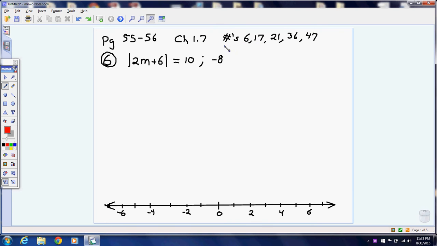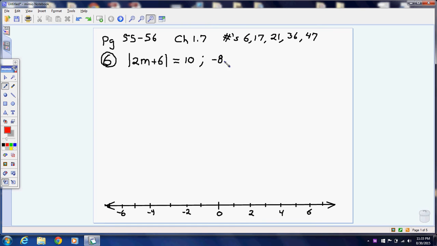I've picked out 5 problems from chapter 1.7 that I think will help you with your homework. Let's start with number 6. Number 6 says, decide whether the given number is a solution of the equation.